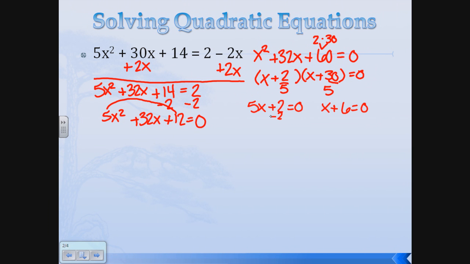Solve this one by subtracting 2. 5x equals -2. Divide by 5. And x equals -2/5. On this one, subtract 6. And x equals -6.